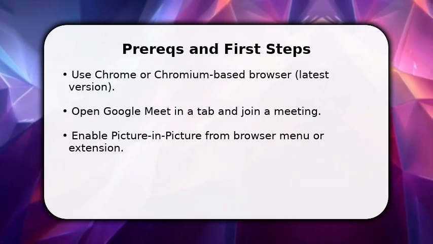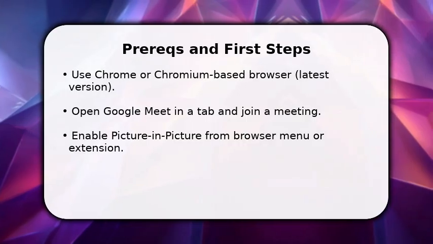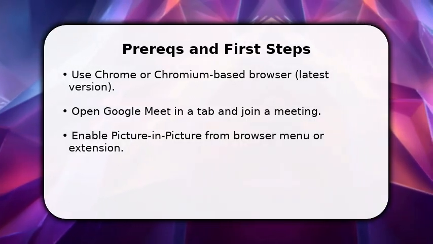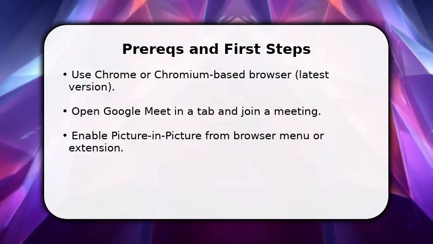If you prefer, install a PiP extension. Once installed, grant it the required permissions so the floating window can appear above other apps. Now you activate Picture-in-Picture for the desired video.